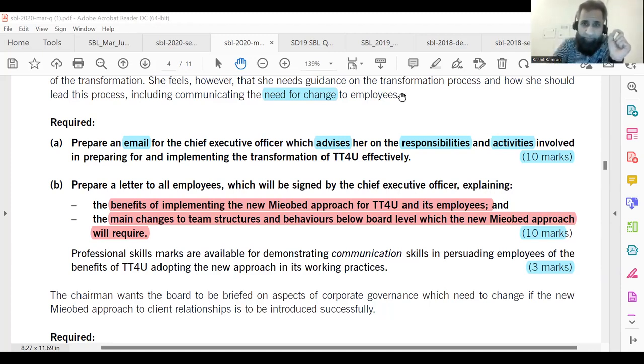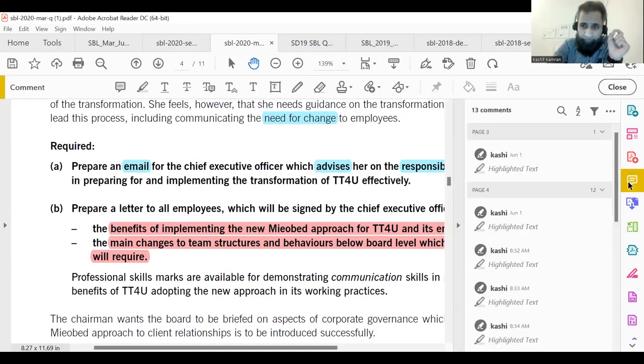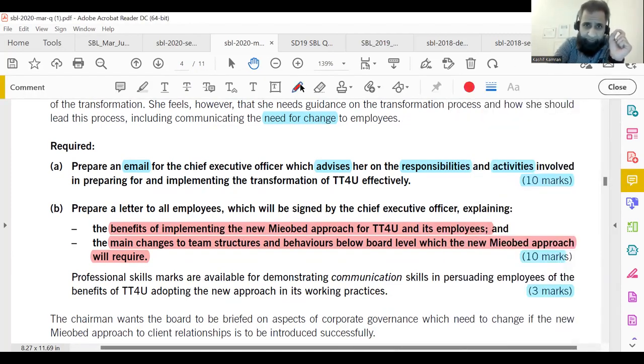When you look at this word transformation right here, transformation means change, right? And what are the responsibilities of a Chief Executive Officer for change management, or what are activities involved in change management? So I think the first part is more relatable to a syllabus area, right? Some sort, right? But look at the second part, which is another 10 marks question.